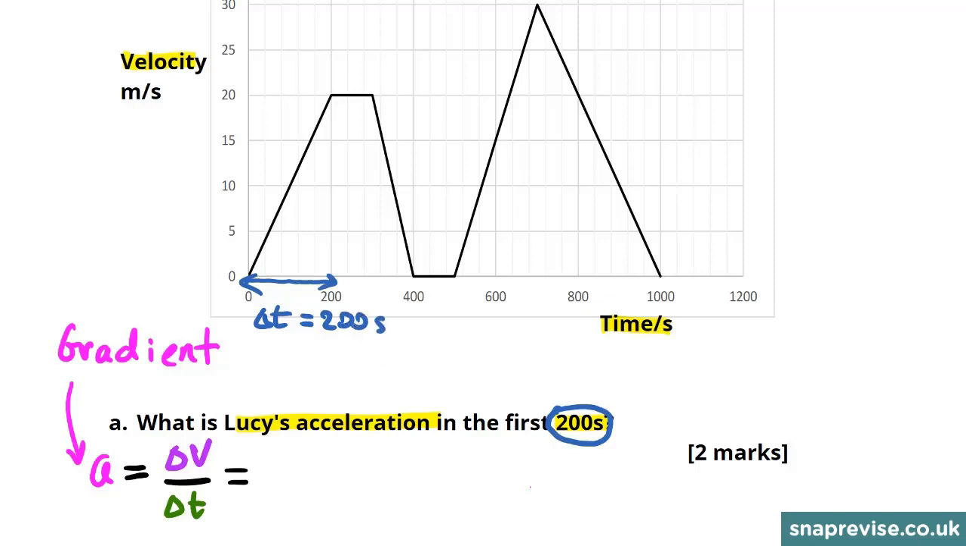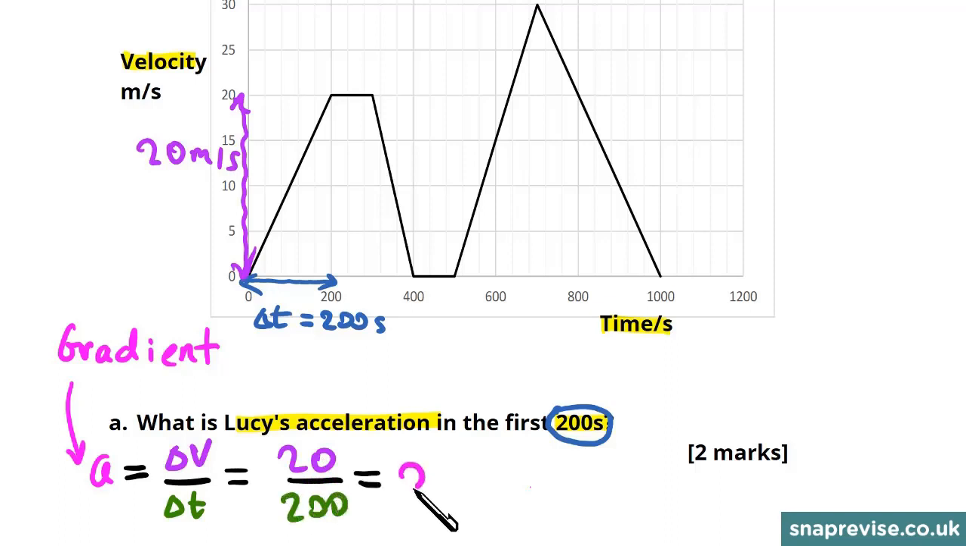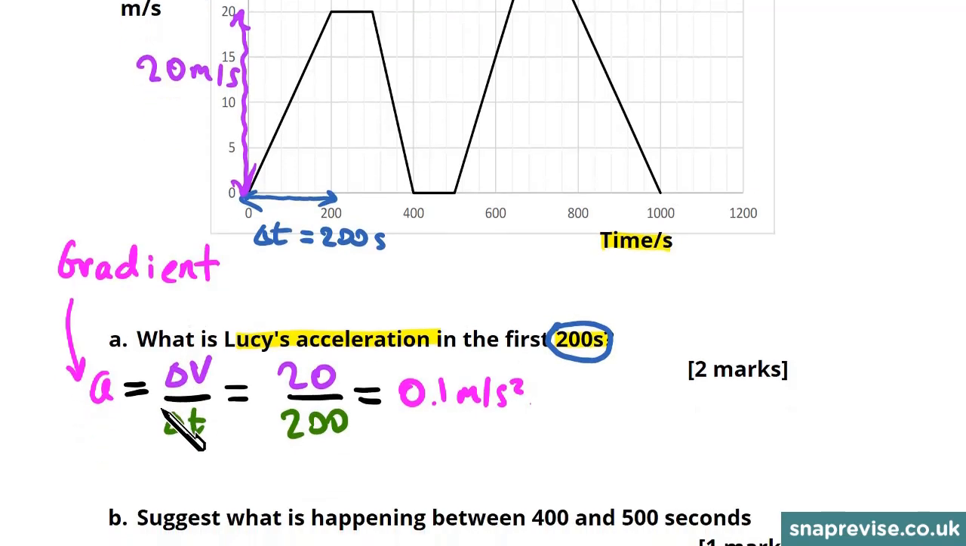Now to calculate the gradient, we're also going to need to find the change in height of the graph, in other words, the change in velocity. So let's mark that down too. That's this distance here, and all in all, that arrow represents 20 meters per second. So we know that the gradient of this graph over that region of time is going to be 20 divided by 200, which gives us a final value of 0.1 meters per second squared. Remembering here, of course, the correct units for acceleration.